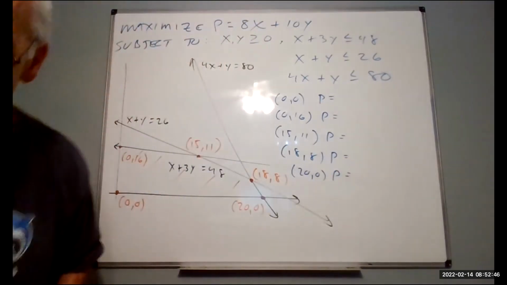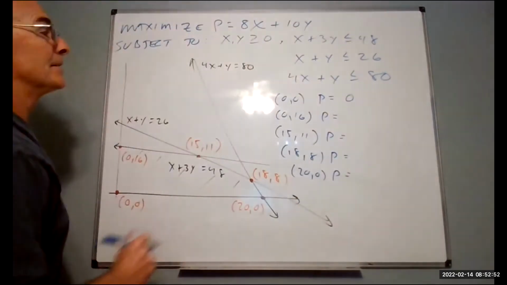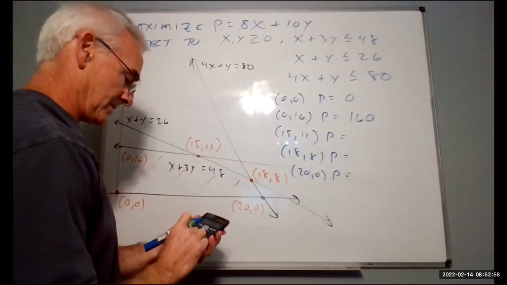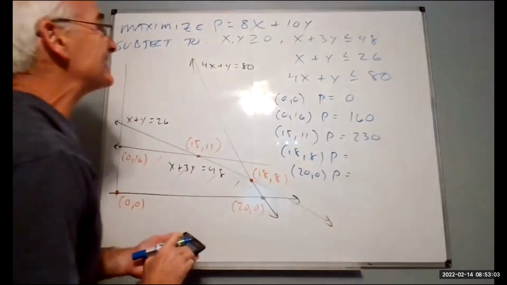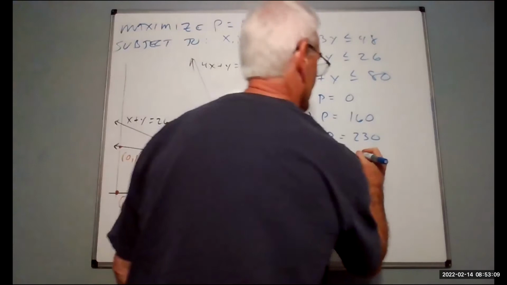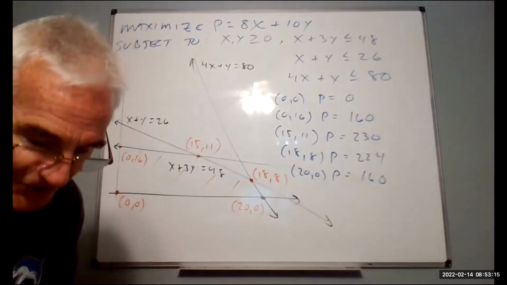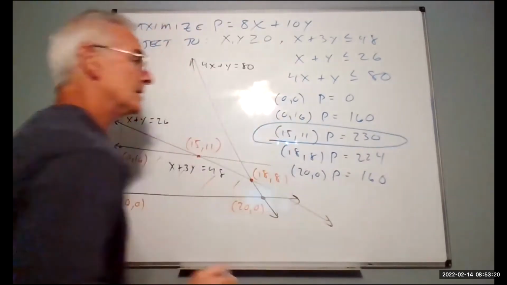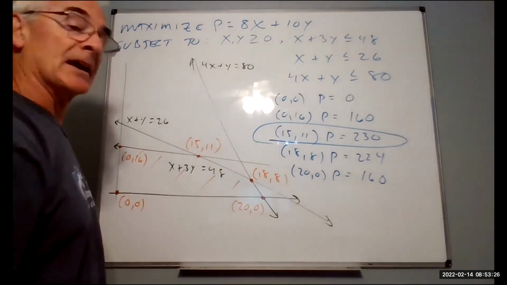Okay, so at (0, 0), if I put X and Y as 0, I'm pretty sure I get 0. All right. At (0, 16), I think I'm going to get 160. At (15, 11), I'm going to get 230. At (18, 8), so 8 times 18, I'm going to get 224. And at (20, 0), I'll get 160. So which scenario maximized the profit? Looks like this one. Okay, so the maximum profit will occur when X is 15 and Y is 11.